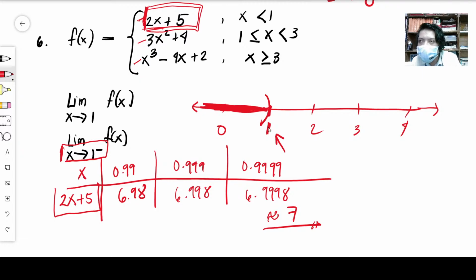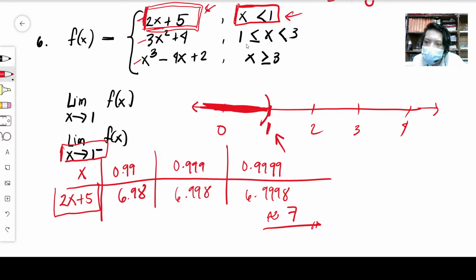Coming to the left of 1, the numbers to the left of 1 are all less than 1, which coincides with this boundary condition, x minus 1, x less than 1. X is less than 1. So, coming from the left of 1, since it satisfies this boundary condition, this is the one we use.